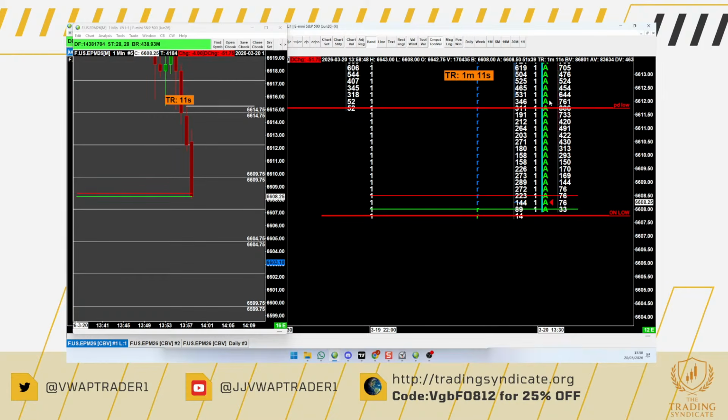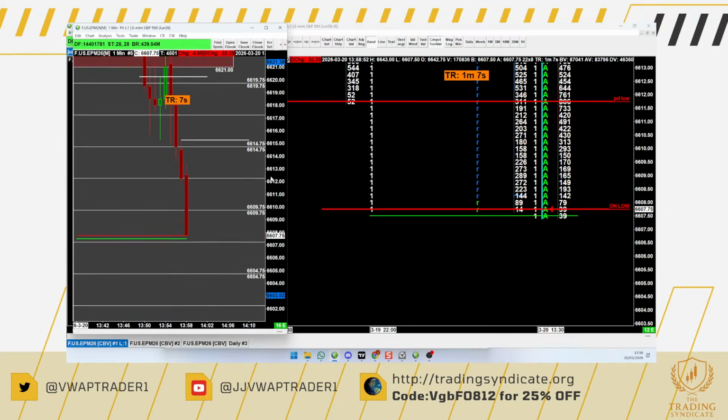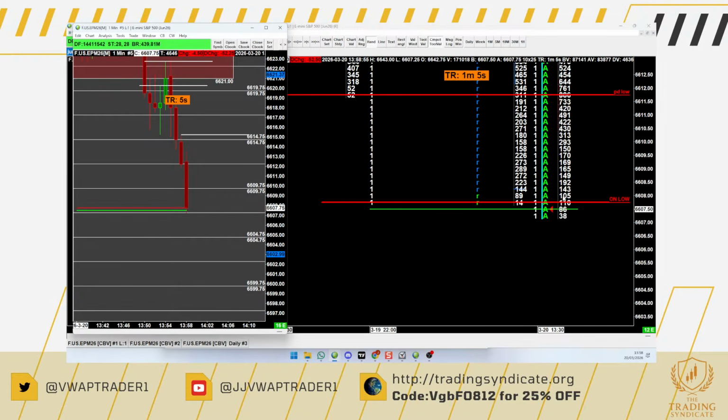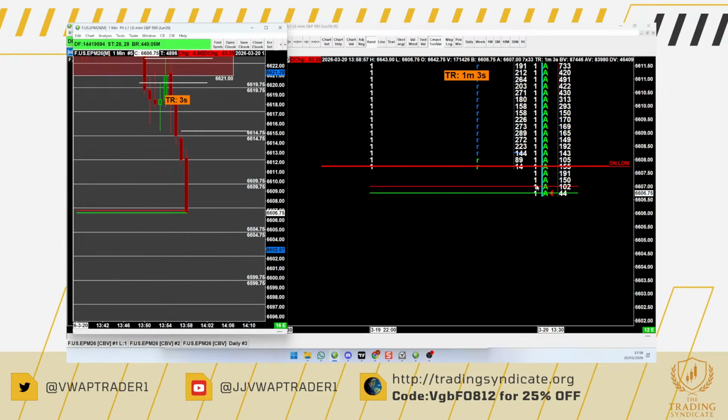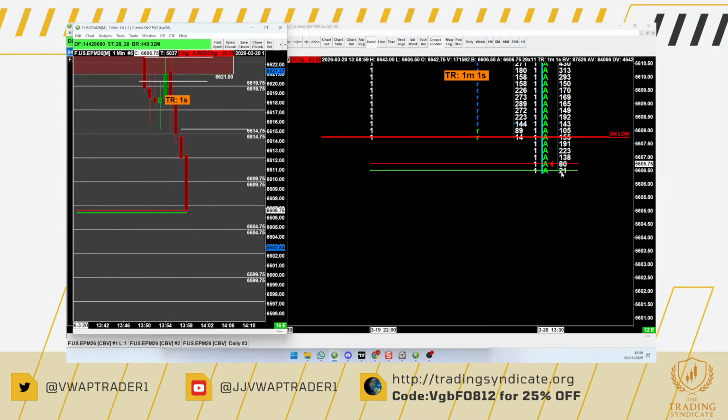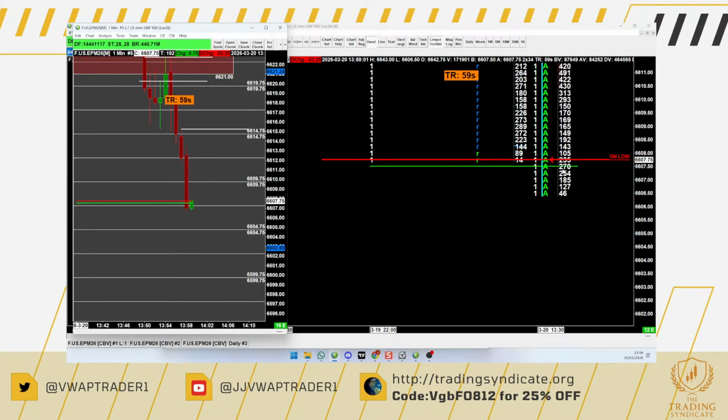It's okay to try and catch a bounce and be wrong. Just get out. Don't keep adding to the bounce and losing all your money. Now there's the overnight low. Let it sell off. Let the shorts come in.